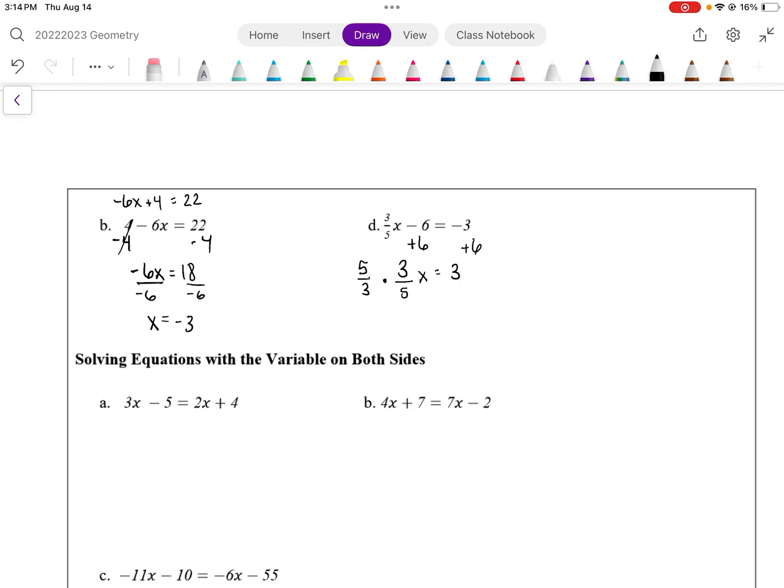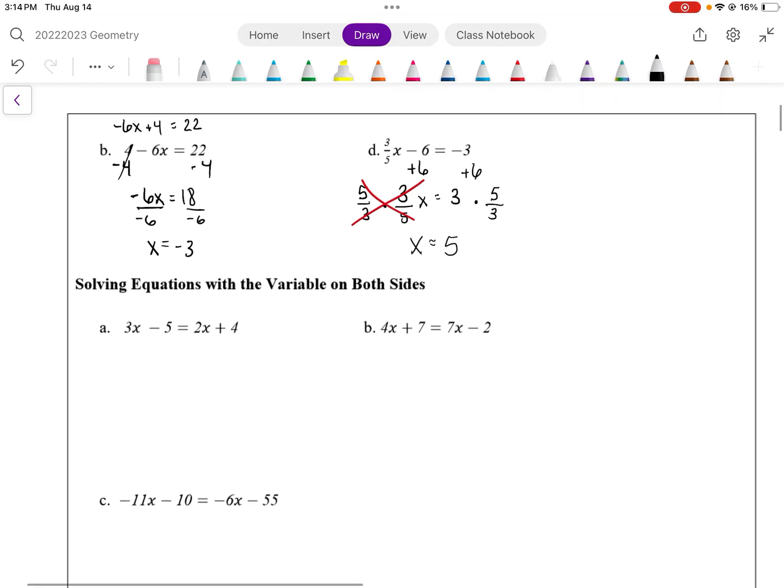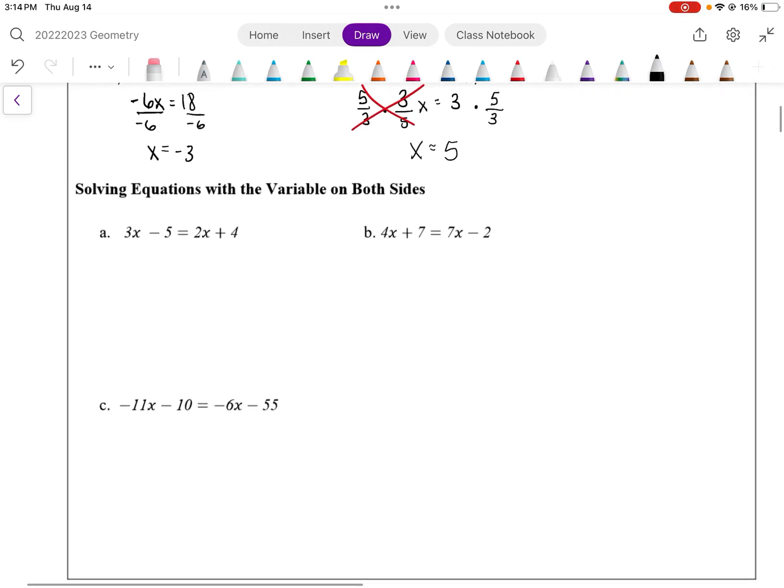5 over 3. 5 over 3 times 3 over 5 is going to be 1. It kind of cancels out. So times 5 over 3 over here. So 1x on the left, those cancel. You get a 1. And then over here, you actually just get 5. And there's your answer.